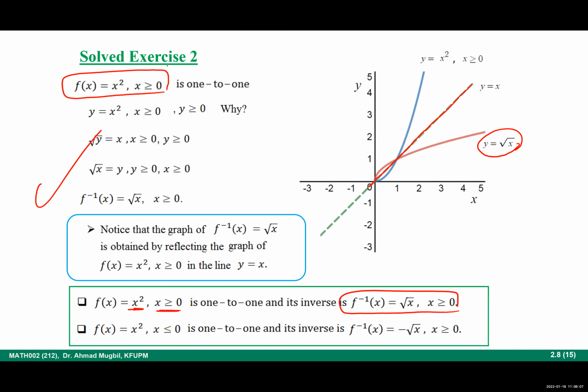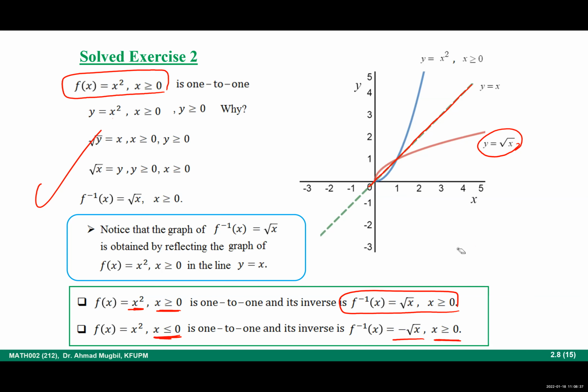Also, I want you to do this by yourself, of course. You can do it easily. If the condition is x less than or equal to 0, if you take the negative branch, the inverse will be what? Negative the square root of x, with x greater than or equal to 0. So the graph of the inverse will be what? The same, but reflected in the y-axis.